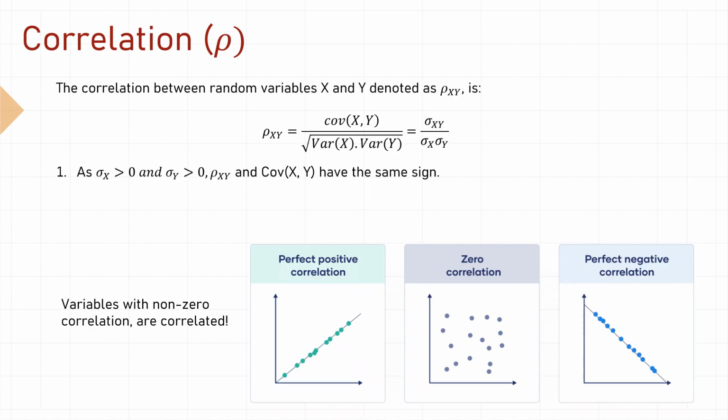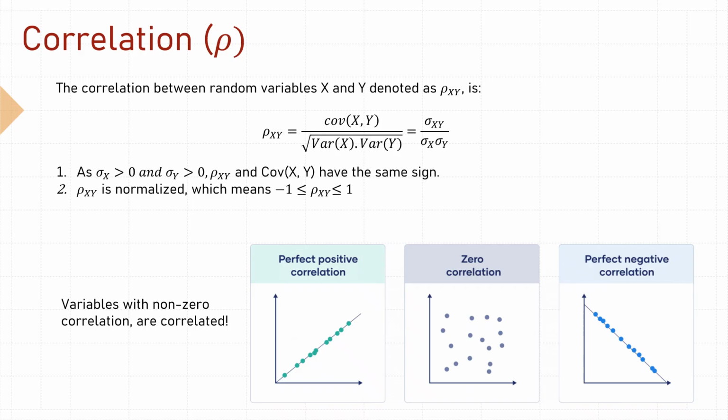2. Correlation is a normalized version of covariance. It divides the covariance by the product of the standard deviations of x and y. This normalization ensures that the value of correlation of x and y always falls between -1 and 1, regardless of the units of x and y.